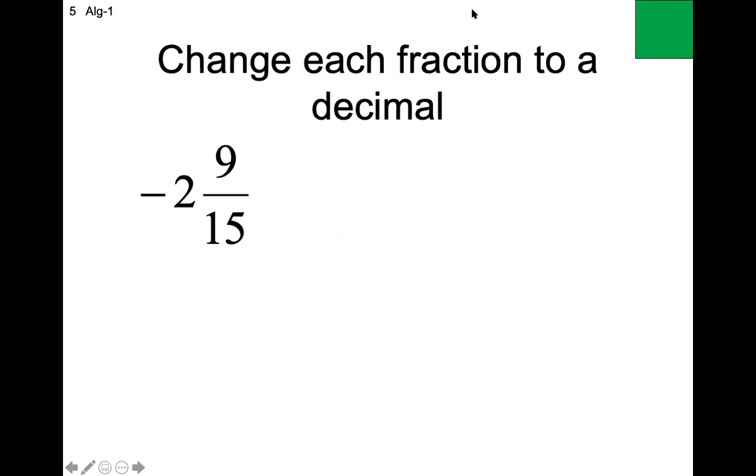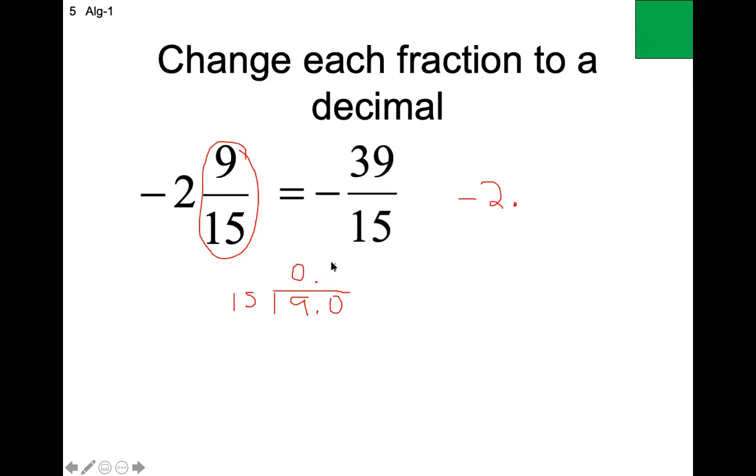If I use my favorite technique right here, it would be negative 2. So I'm going to write negative 2 point, and then I'm going to convert this part into a decimal. 9 falls on the inside, 15 on the outside. Put a decimal, move it immediately to the top. 15 doesn't go into 9, or it goes 0 times. Add a 0. 15 goes into 90. I know 15 goes into 60 4 times, and 15 goes into 30 2 times, so 2 more than that would give me 6 times. Yeah, 6 times. So I get 0.6. So I add a 0.6 right there and I'm done.